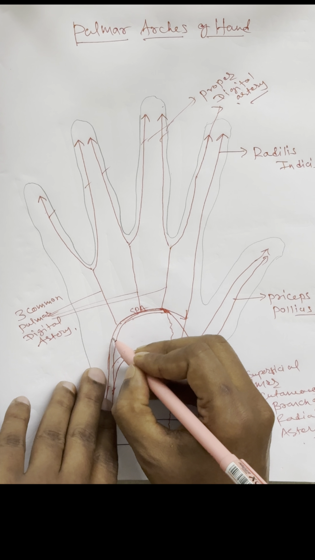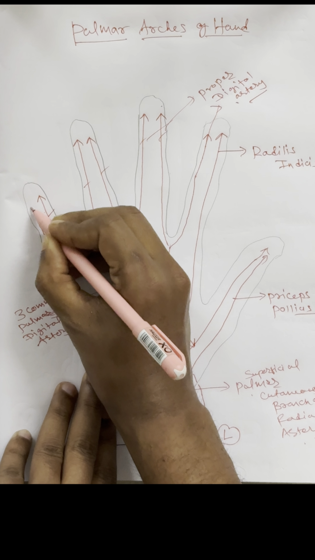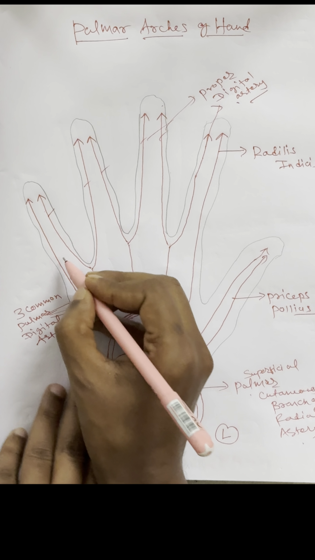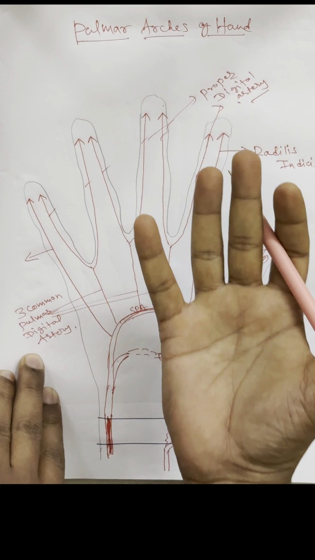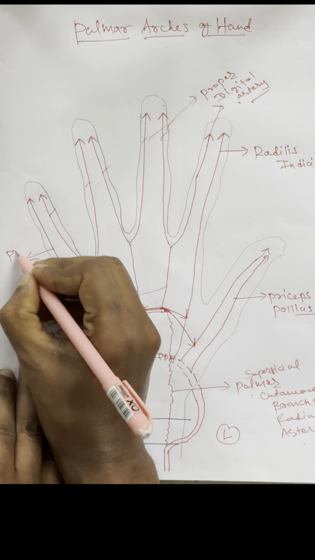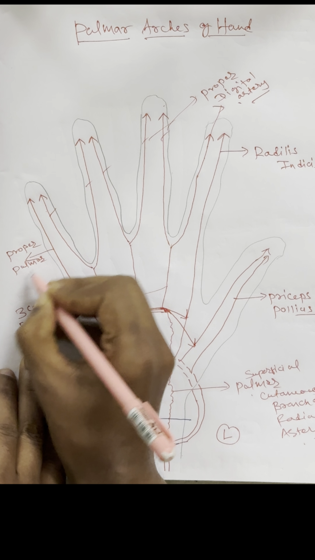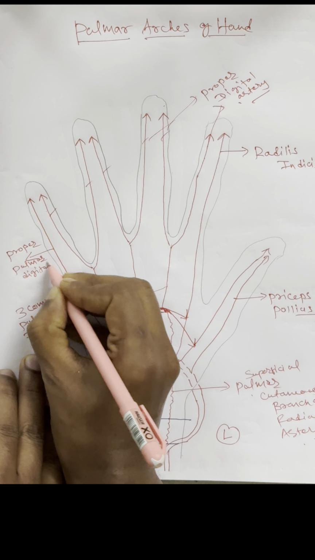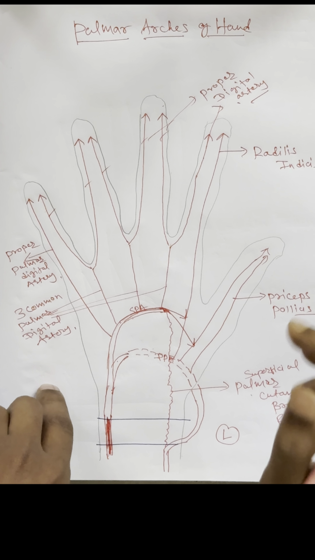So from here, directly from the superficial palmar arch, an artery will arise and go towards the medial side of the small finger. This artery is coming properly from the palmar aspect. That's why we can say proper palmar digital artery. And this is how the superficial palmar arch is formed.